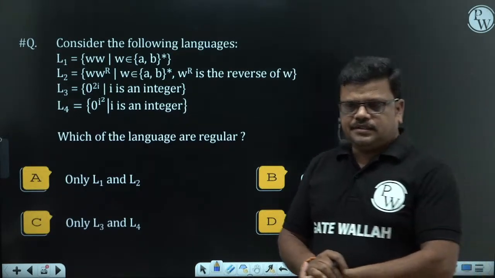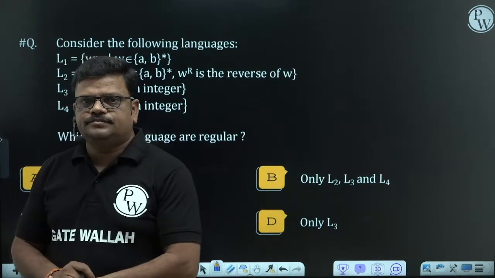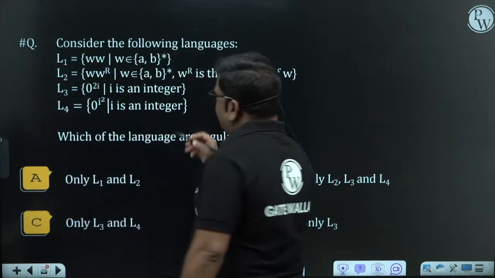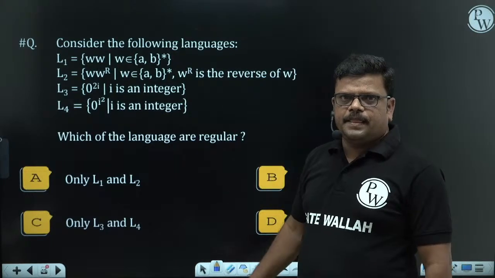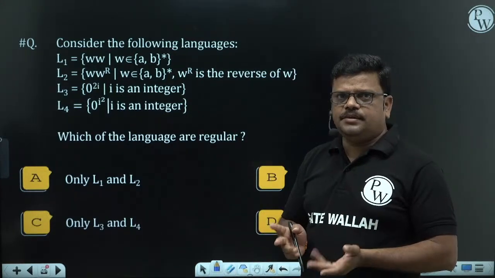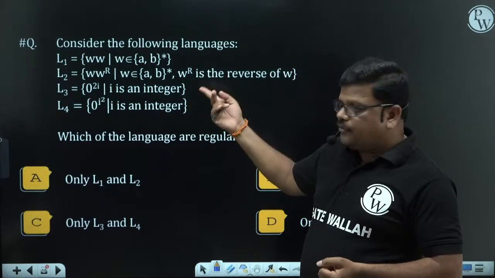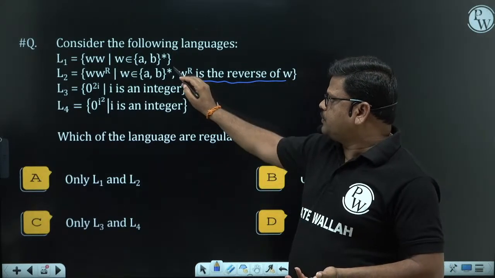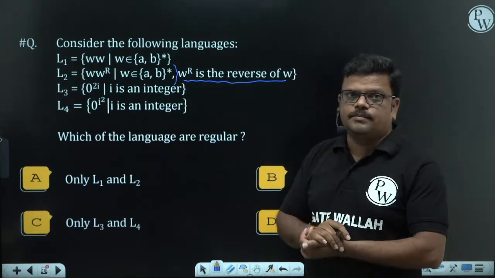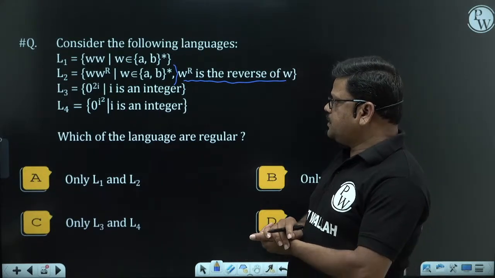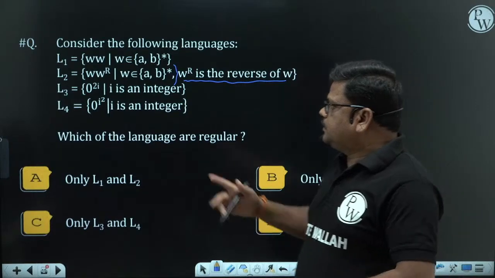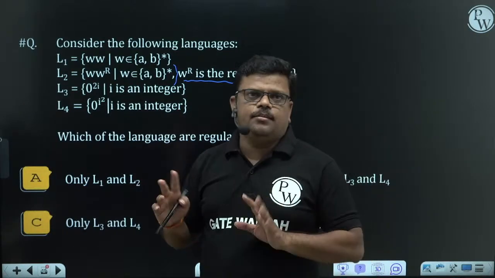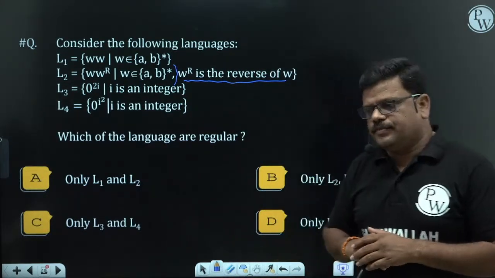This is a 2 marks question in a GATE paper. L1 is WW, where W belongs to (A+B) whole star, the complete language. Second one is WW power R, where W power R is the reverse of W. Third one is 0 power 2i, where i is an integer. Fourth one is 0 power i square. Third and fourth are languages over one symbol. First and second are WW and WW power R kind of languages. So which of these is regular?